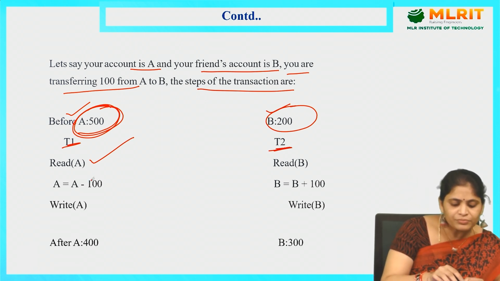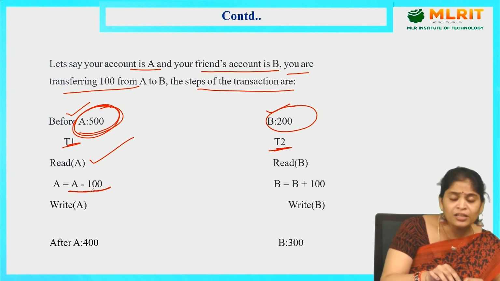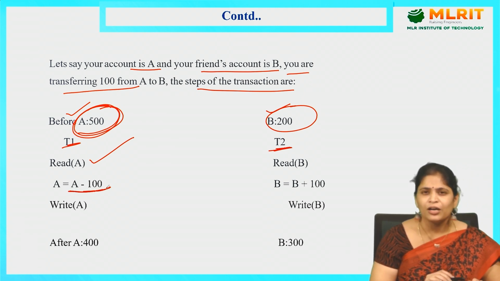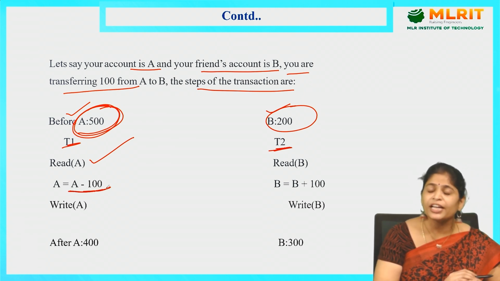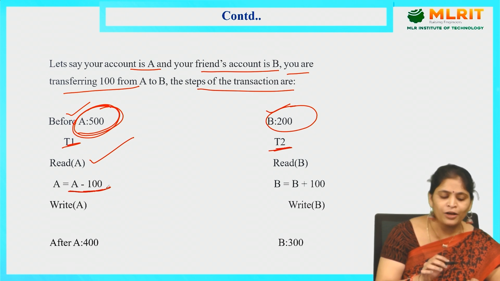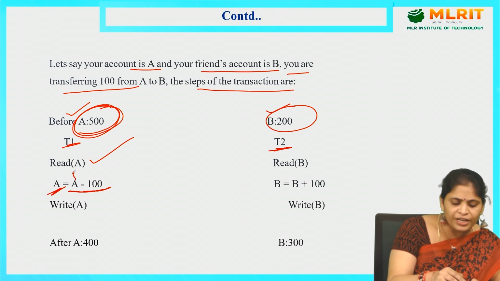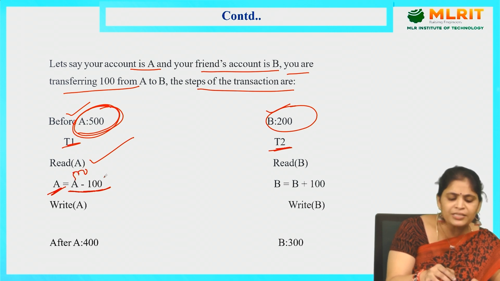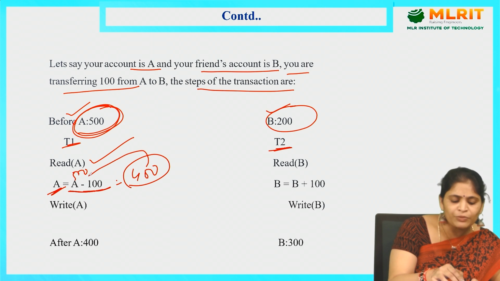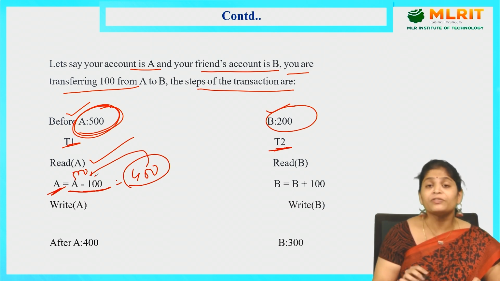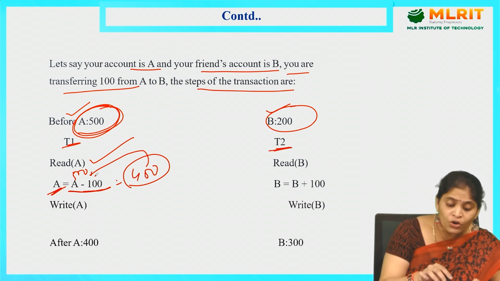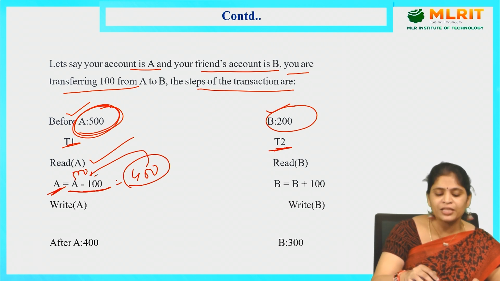Next, I deduct 100 rupees from that 500. Here the A value will be updated, right? So the A value is 500 initially, minus 100. So what is the value? 400. Now the A value is 400. It will be updated, right? So here we have to update this value, this 400.